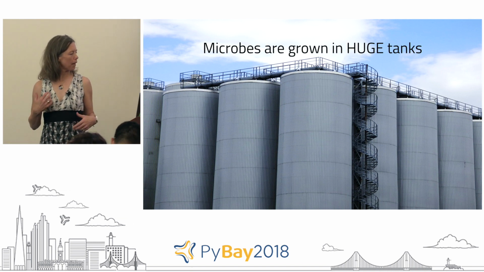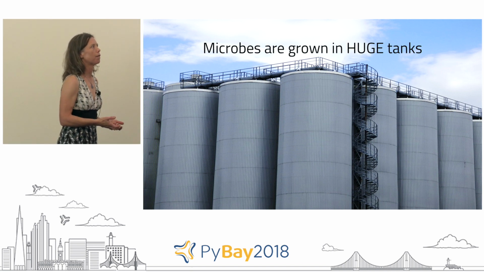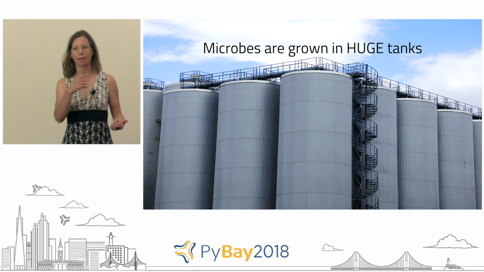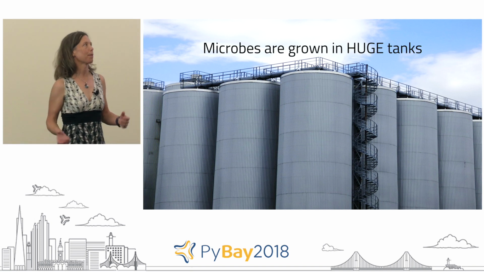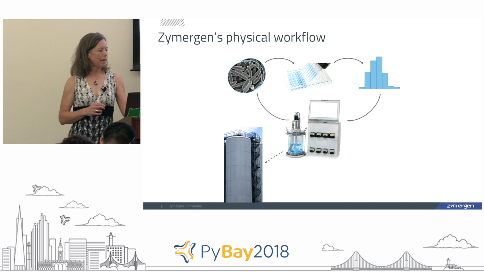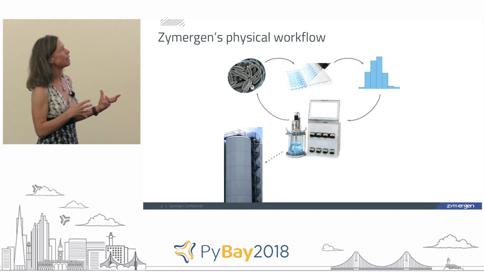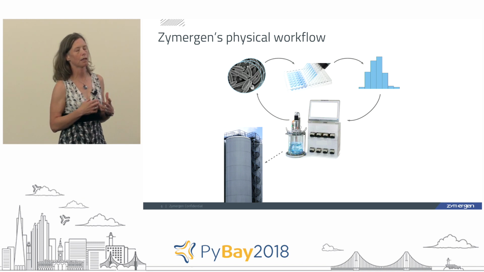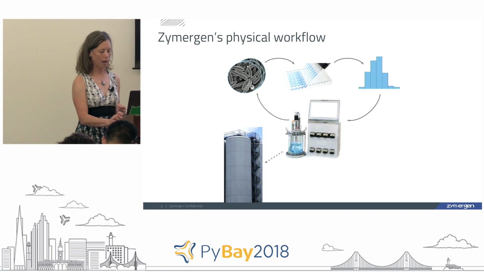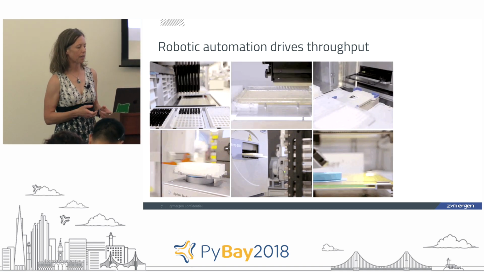The market is actually served by fermentation in these really huge tanks that hold hundreds of thousands of liters of a culture. And you can imagine that it's really expensive to take a new experimental microbe and stick it in one of these tanks and see how it does, right? That's super expensive. So at Zymergen, what we do is we do lots of small experiments in plates, gather that data, and then predict how things will do at large scale. And we can do this by massively parallelizing the process and using robots. So robotic automation drives our throughput needed to screen the large number of variants that we want to test.